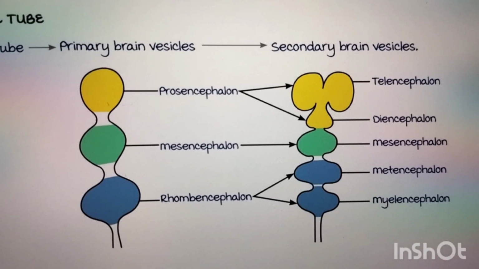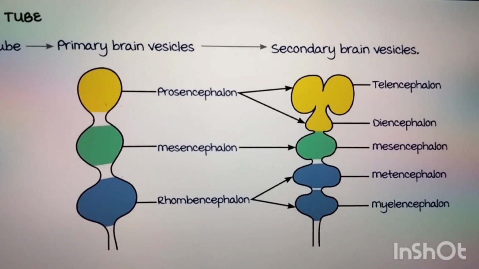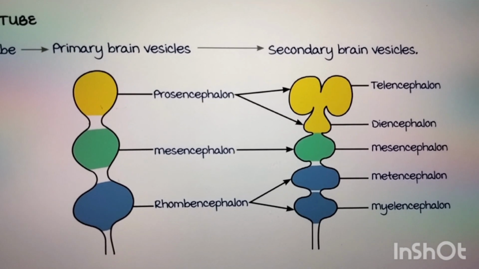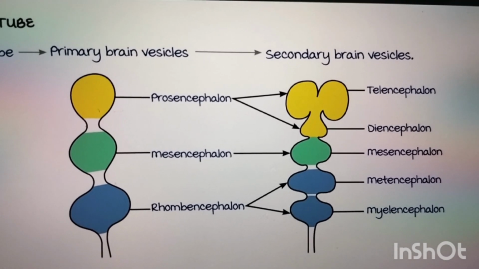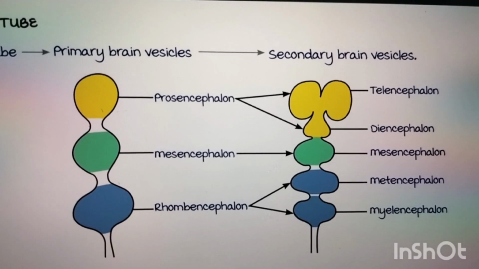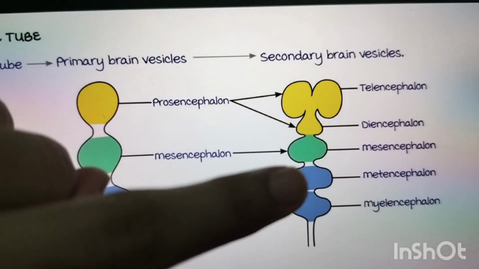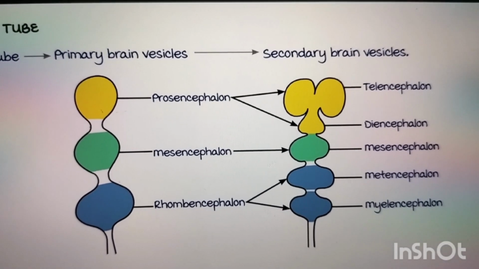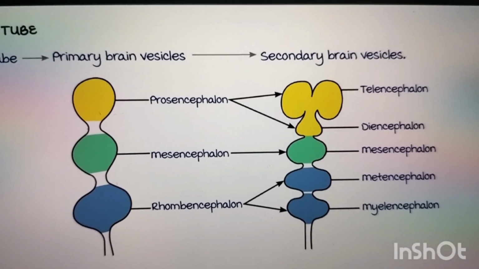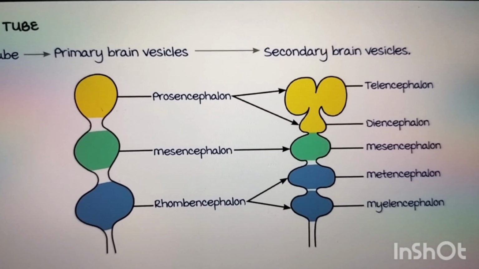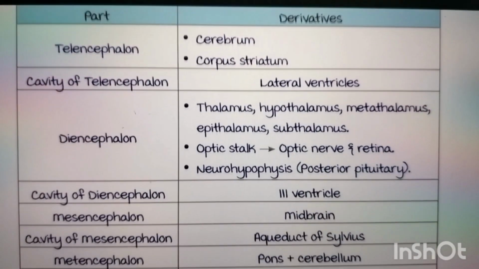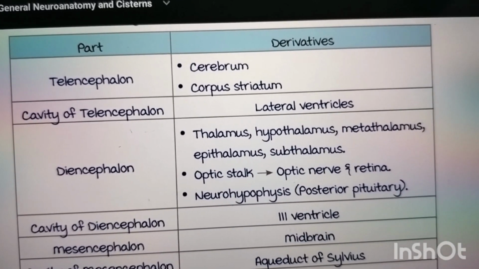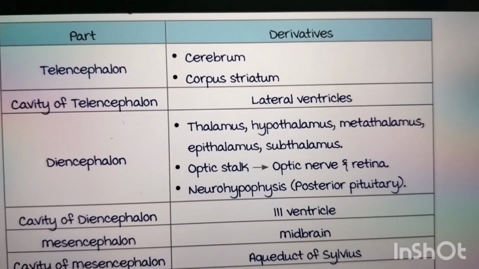Mesencephalon, metencephalon and myelencephalon, these secondary brain vesicles, give rise to midbrain, pons and medulla sequentially. That means the mesencephalon gives rise to midbrain, metencephalon gives rise to pons, and myelencephalon to medulla. So look at that part. The telencephalon gives rise to cerebrum and corpus striatum.